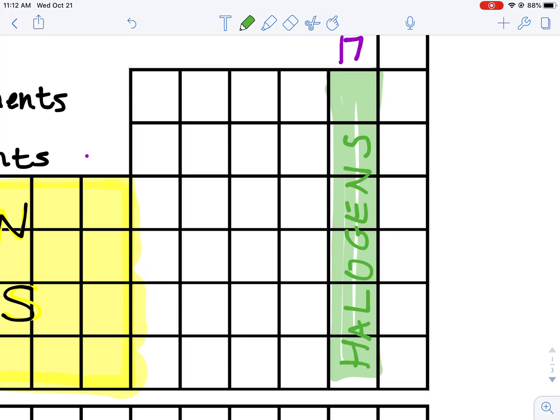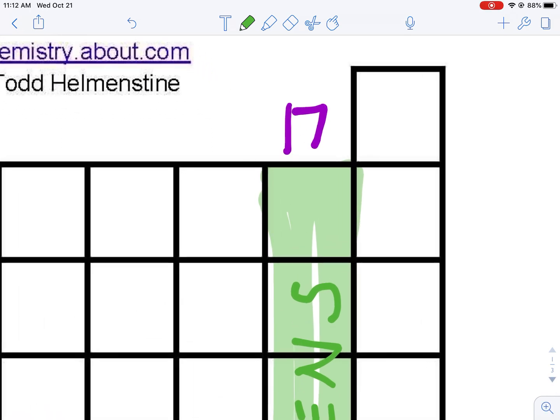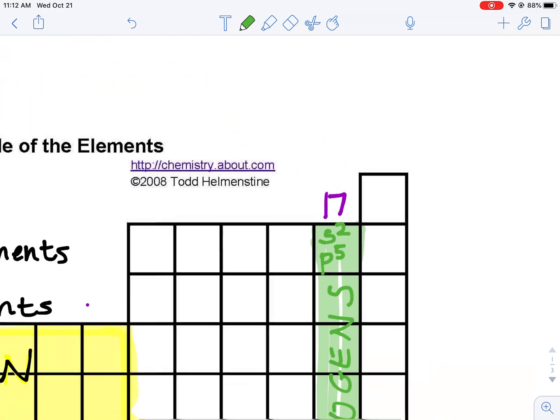Halogens. And if you think back to what their electron configurations looked like, they were always s2 p5.